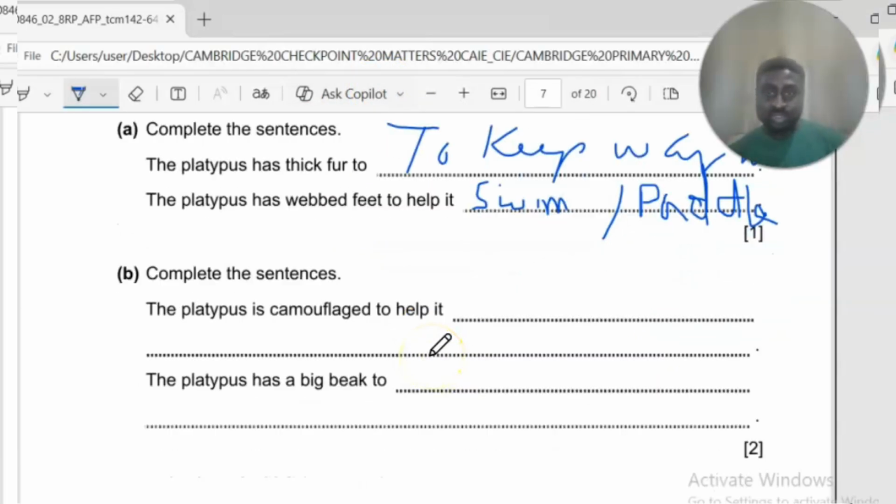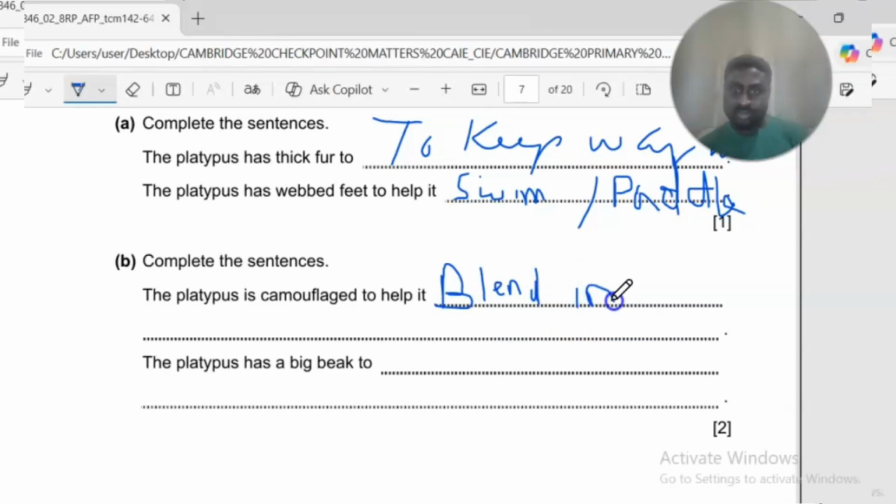Now moving on, complete the sentences. The platypus is camouflaged to help it. The idea of camouflage is simply to help animals blend in into the environment. So you could say it's to help it blend in. This one goes to blend into its environment. That's what we could simply refer to as camouflage.